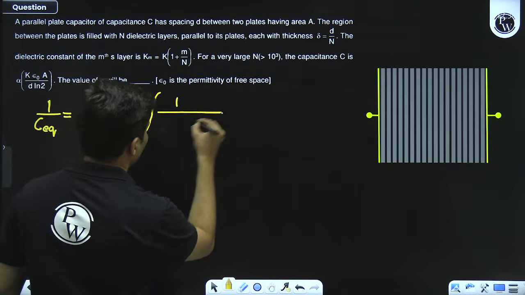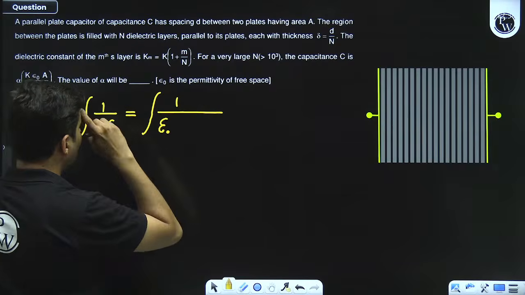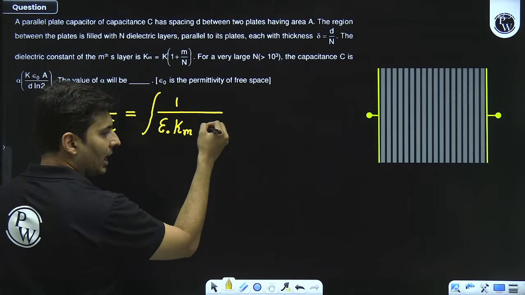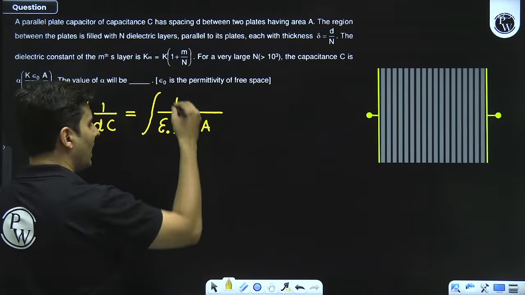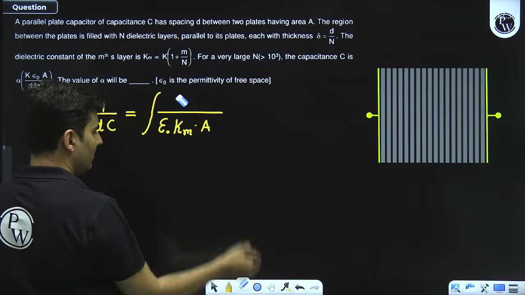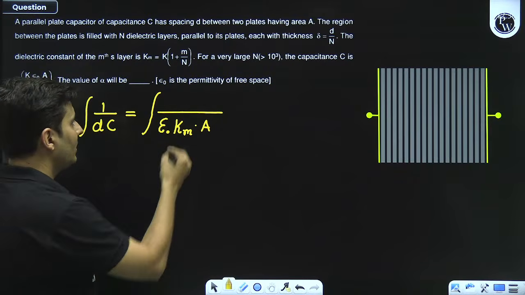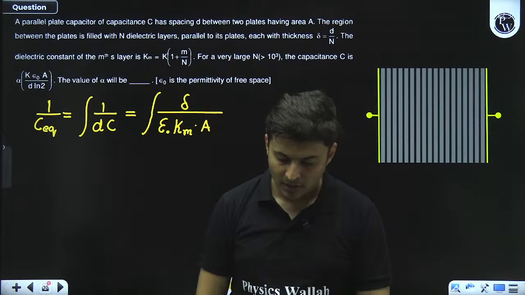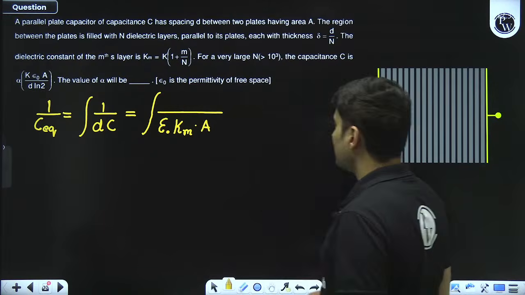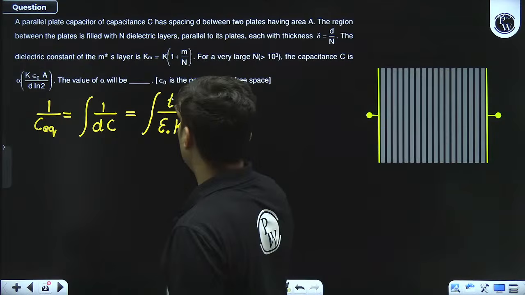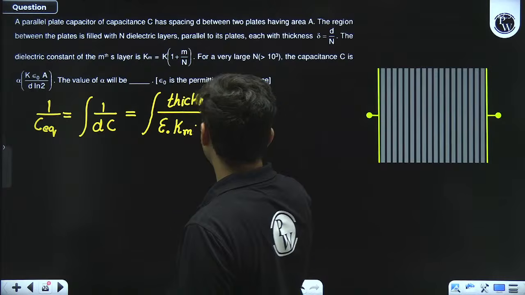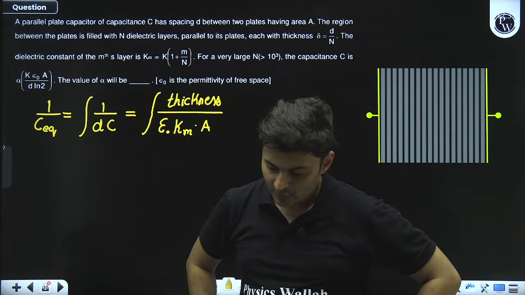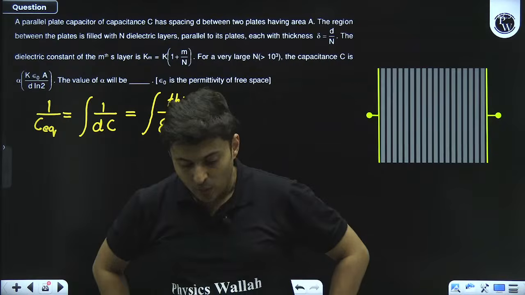Well, that will be nothing but epsilon naught into the dielectric constant of the medium of that mth layer, K, into A, which is area, divided by D. That D will go on the bottom, which is the thickness of that small layer. So that will be basically delta. Check this out if everybody agrees with this statement, whatever is the thickness of that particular slab. Everyone fine till this point? Okay. Very nice.